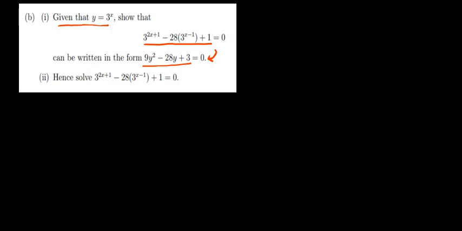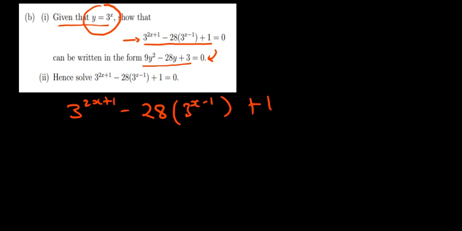So how are we going to show that? We are going to use what we've been given here. So we know that 3 to the power x is just y. Okay, so let's write that equation: 3 to the power 2x plus 1 minus 28, and then we have 3 to the power x minus 1, and then plus 1 is equal to 0.